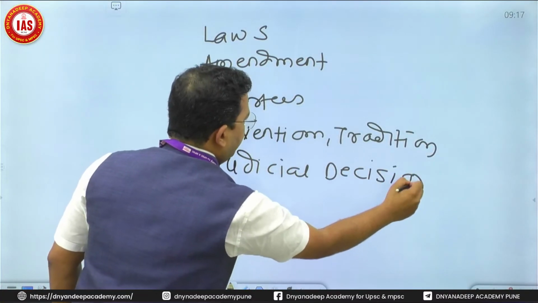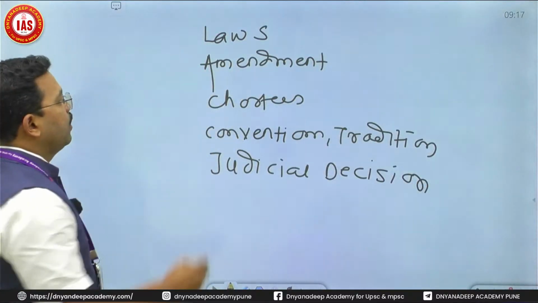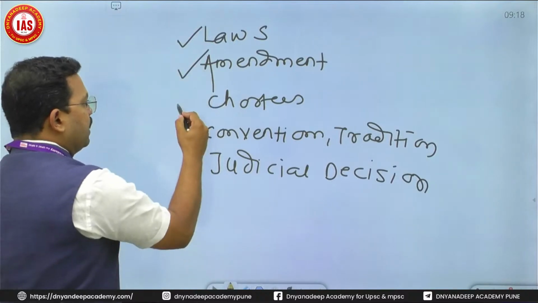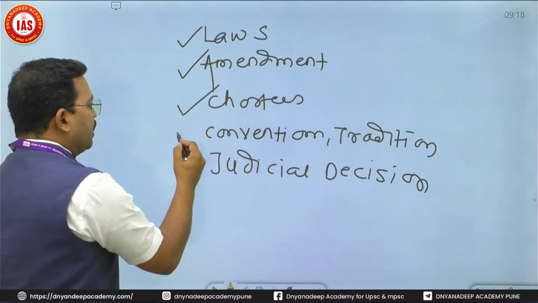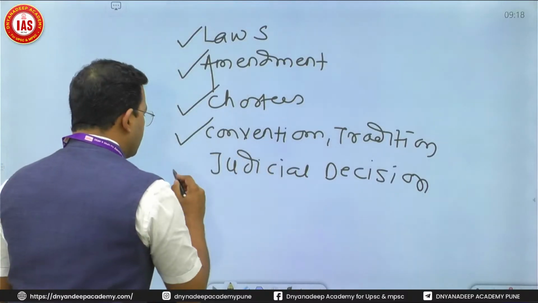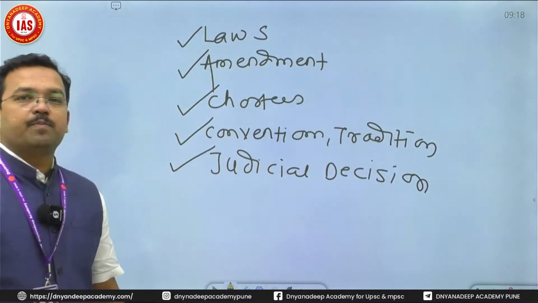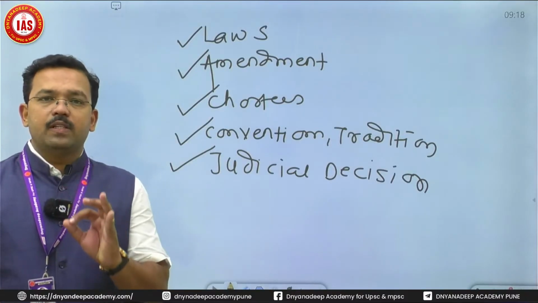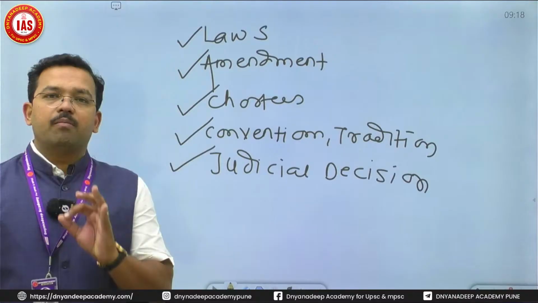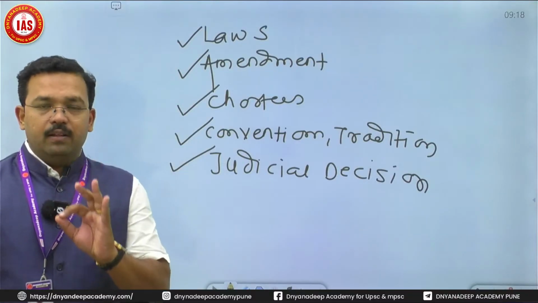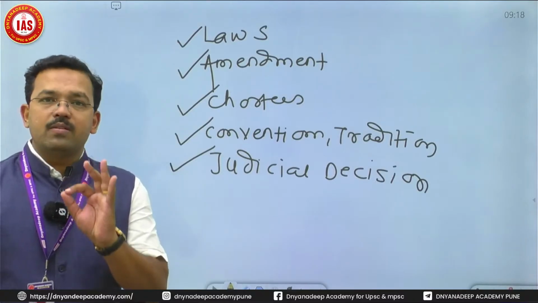See, everywhere I am using the words: laws made by the British Parliament, amendments passed by the British Parliament, charters accepted by the British Parliament, conventions, traditions and judicial decisions accepted by the British Parliament are part of the British Constitution. Everywhere I'm using a common word, and that common word is British Parliament. It means I'm saying that Britain has a constitution.